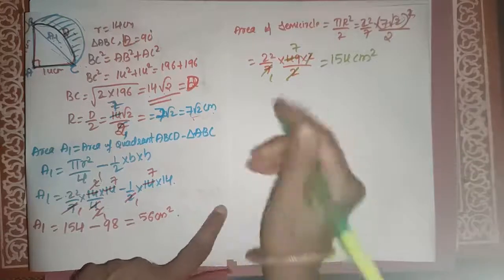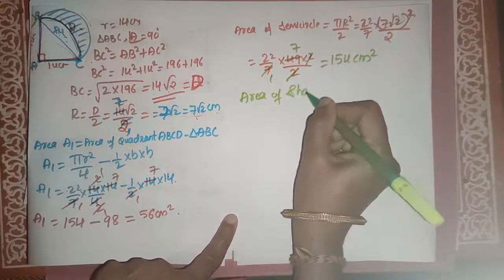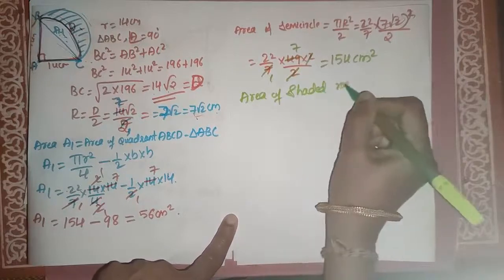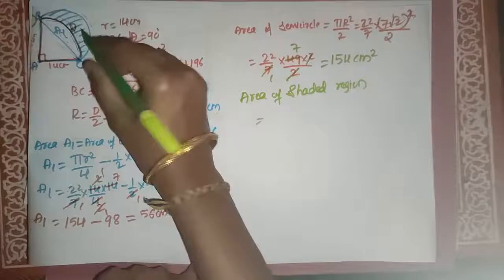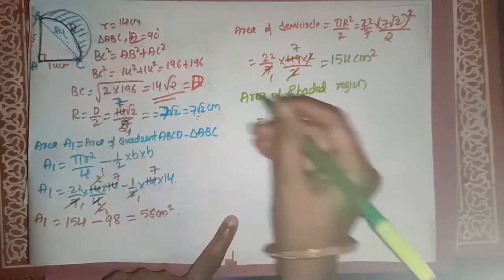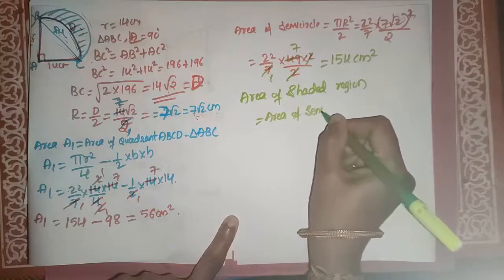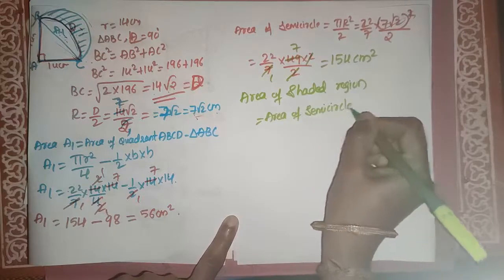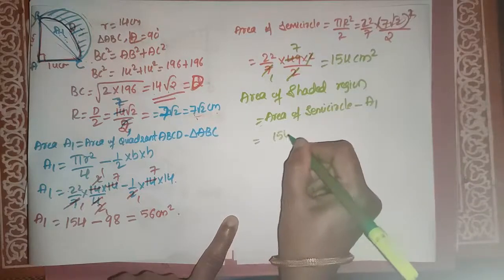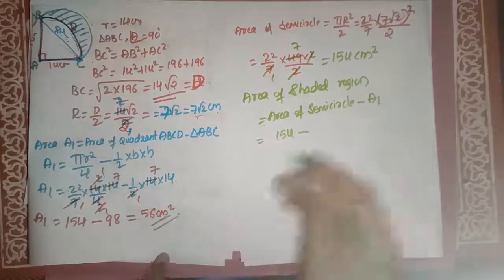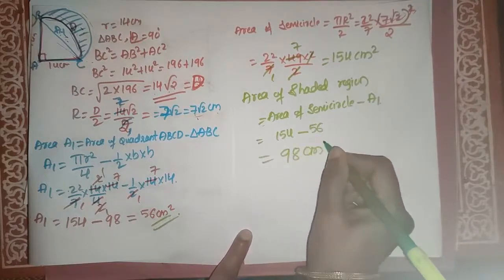Now the area of the shaded region is: in the semicircle we need to remove this area A1, so area of semicircle minus A1. The area of semicircle is 154 minus A1, which is 56. So on subtracting, we have 98 centimeter square.